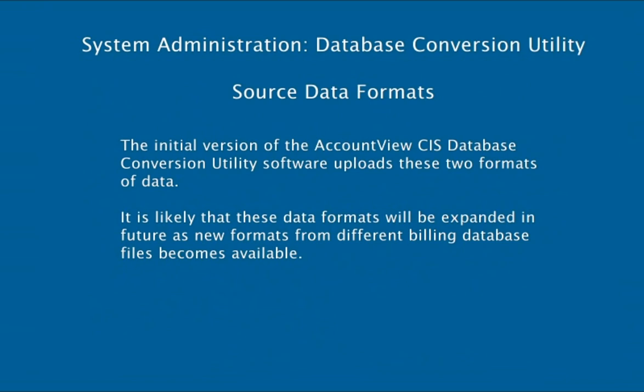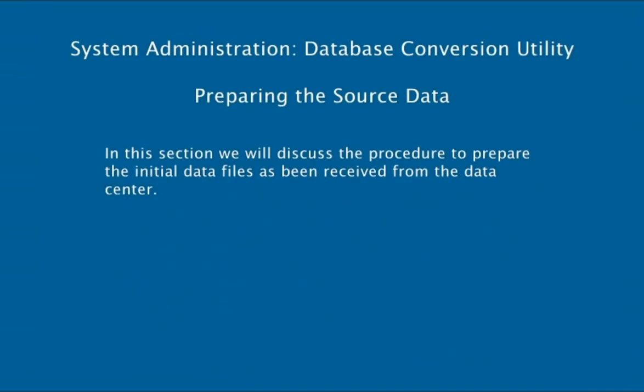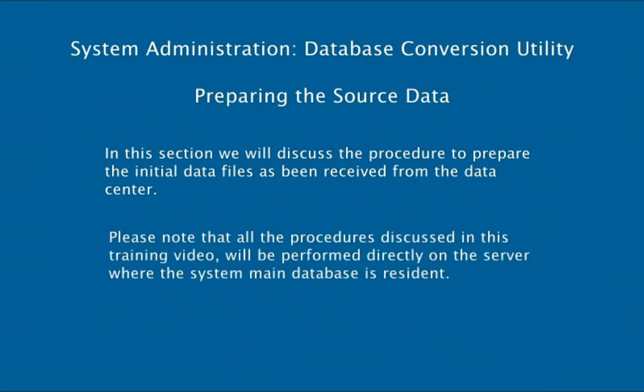The initial version of the account view consumer information system, database conversion utility software, uploads these two formats of data. It is likely that these data formats will be expanded in future as new formats from different billing database files become available. In this section we will discuss the procedure to prepare the initial data files as being received from the data center. Please note that all the procedures discussed in this training video will be performed directly on the server where the system main database is resident.